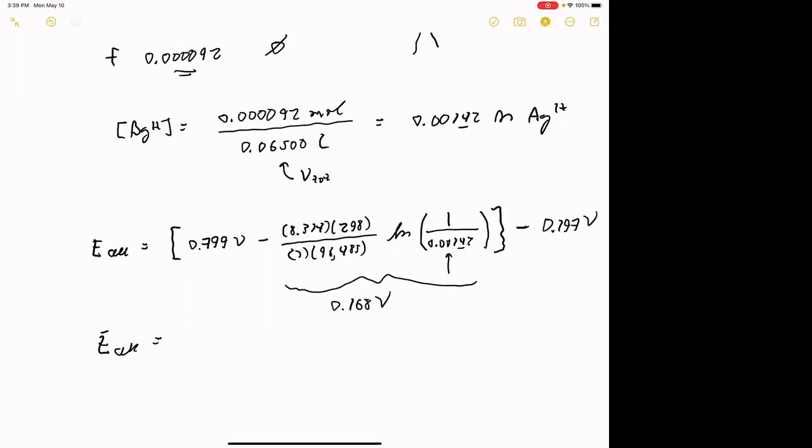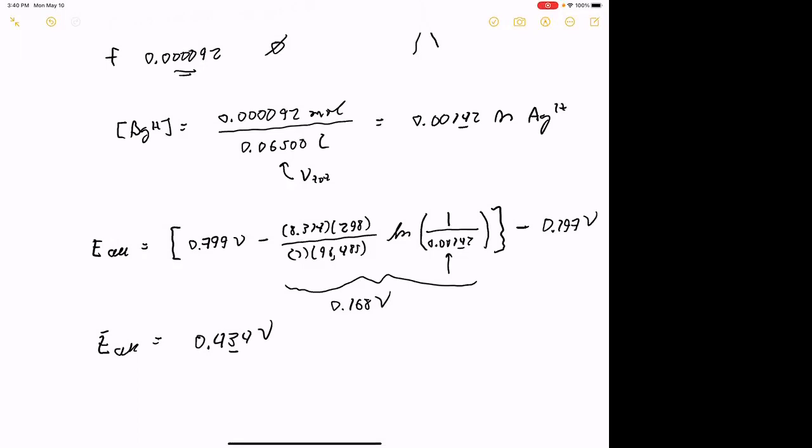Okay, so 0.799 minus 0.168 minus 0.197 takes you to 0.434 volts. I think it's only good to that second sig fig there. We can double check that, but I think that's right. All right, so basically we can see again that the cell potential is varying depending upon the silver ion concentration.